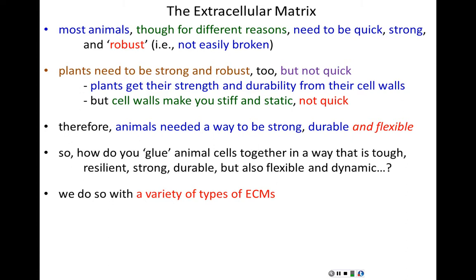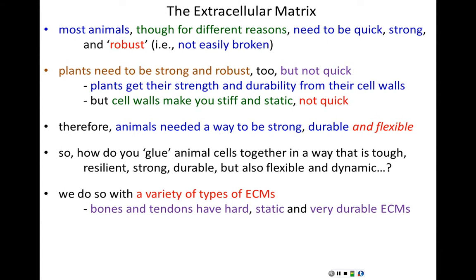related types of ECMs. Bones and tendons are largely made from ECMs, but they are made from ECMs that are hard, much more static and less dynamic, and very, very durable, because that's what bones and tendons need to be. These ECMs are very rich in structural fibrous proteins. They're very mechanical, not really prone to flexibility, and they shouldn't be.